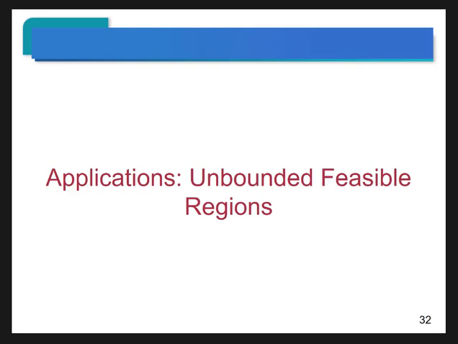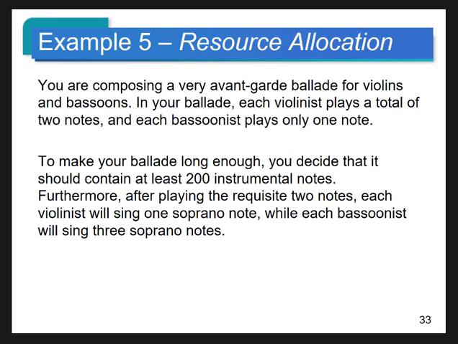So let's do an application of an unbounded feasible region. So you're composing a very avant-garde ballad for violins and bassoons. In your ballad, each violinist plays a total of 2 notes and each bassoon plays only 1 note. That sounds boring. To make your ballad long enough, you decide that it should contain at least 200 instrumental notes. Furthermore, after playing the requisite 2 notes, each violinist will sing 1 soprano note, while each bassoonist will sing 3 soprano notes.